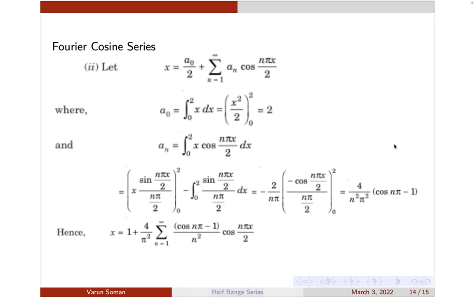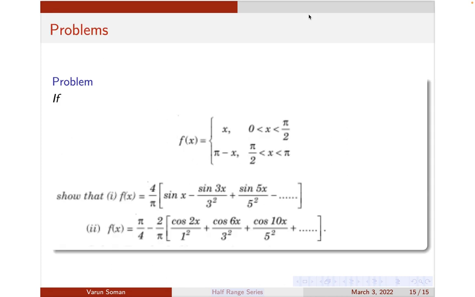The Fourier half range series is very simple, just the Fourier series expansion. Only thing you have to remember is that the given interval length here is taken as L. In the Fourier series, the given interval length is taken as 2L. Okay, that's the only difference. The idea is because you are actually extending the given interval length into twice its size. That's why you are taking the given interval length as just L. Okay, similarly you can do this problem also.